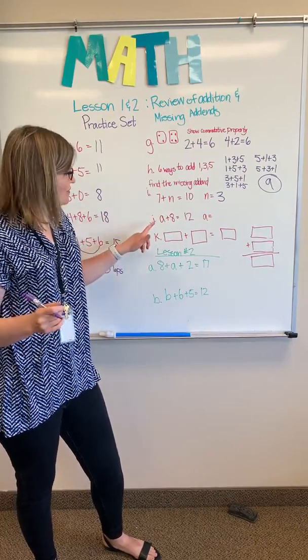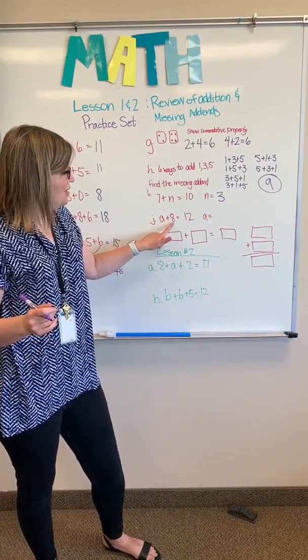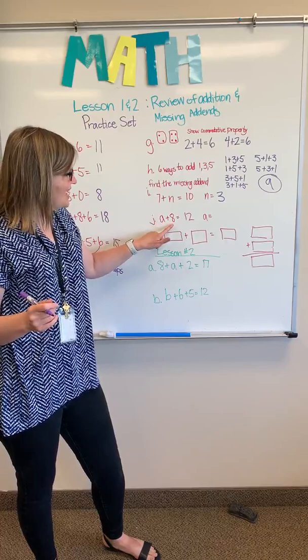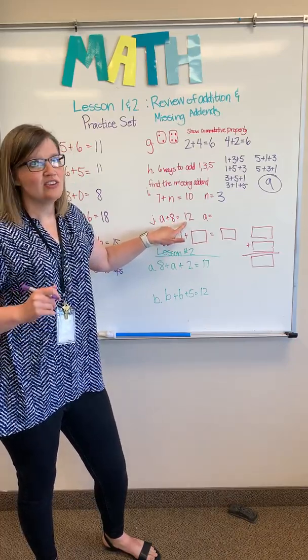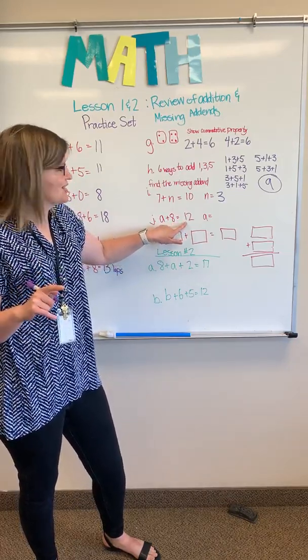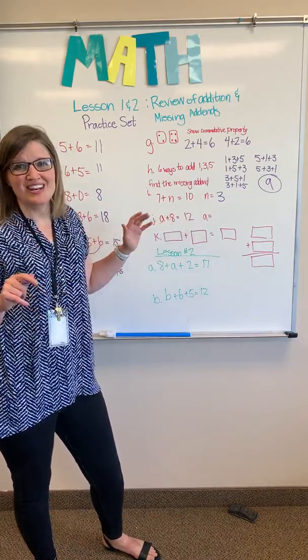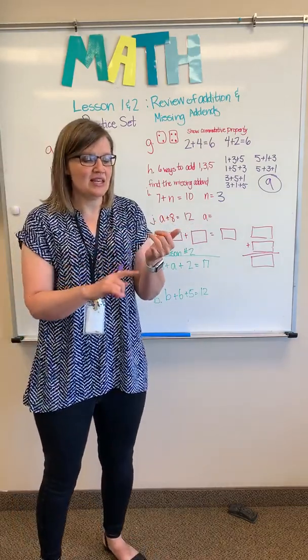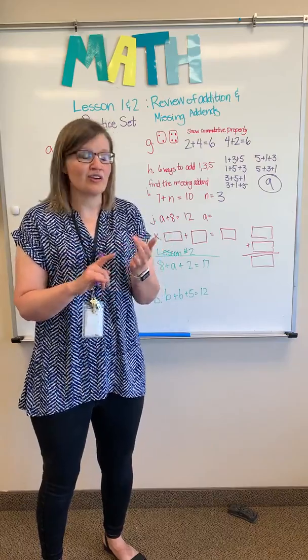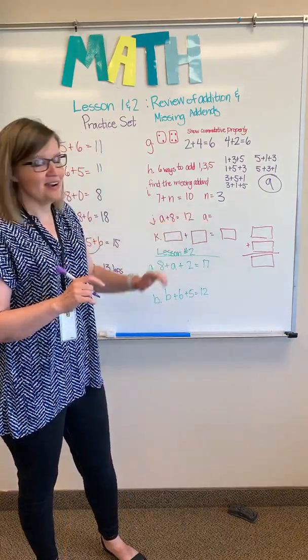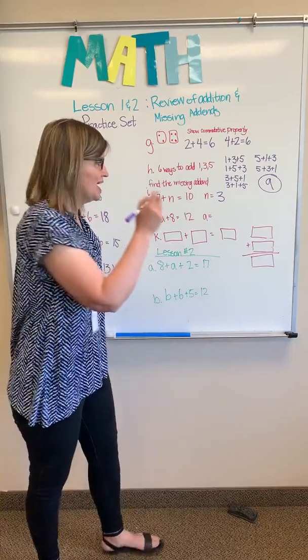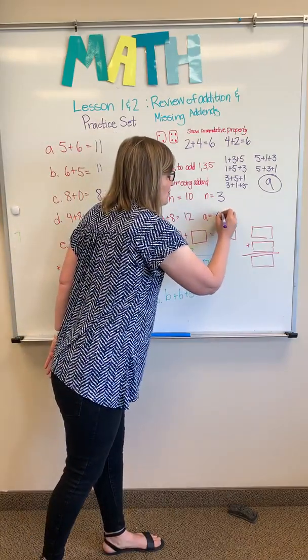Let's try this one. A plus 8 equals 12. This is another one of my very favorite math facts because everything is in even numbers. We know that 8 plus 4 equals 12. And automatically I know A equals 4.